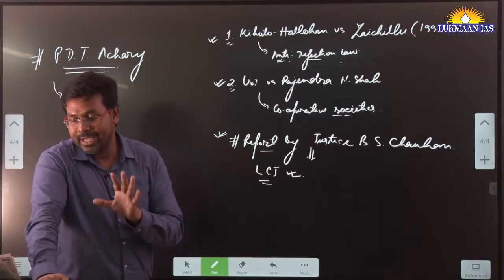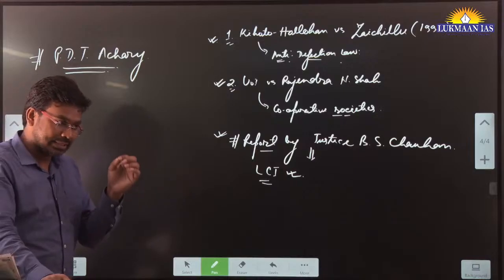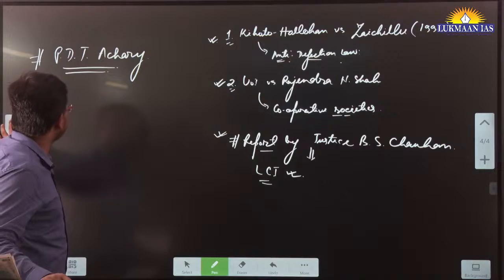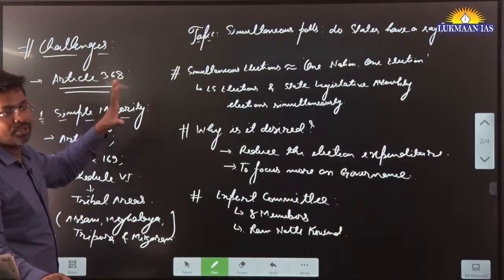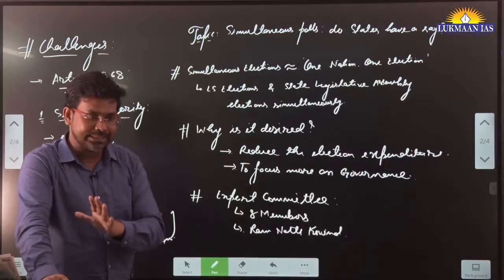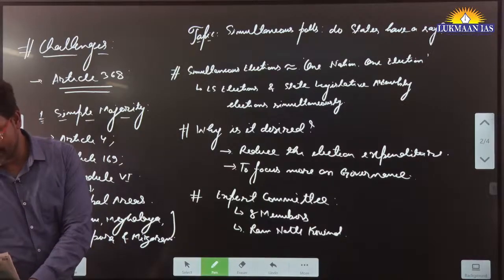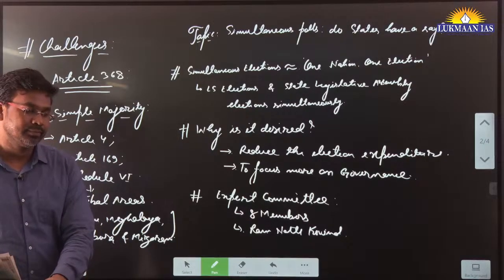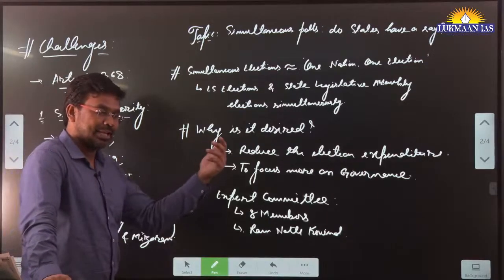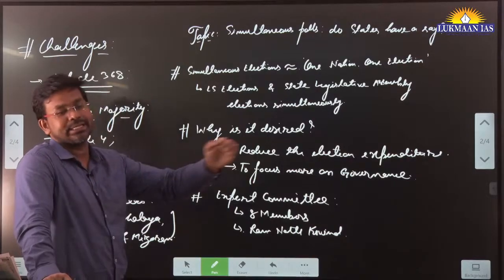This article explains the requirements and the challenges of going forward with conducting simultaneous elections in India. This topic is good, we have dealt with it in detail, and this article is really good on it. One more thing he has mentioned: in order to conduct simultaneous elections, we need to first dissolve all the state legislative assemblies.